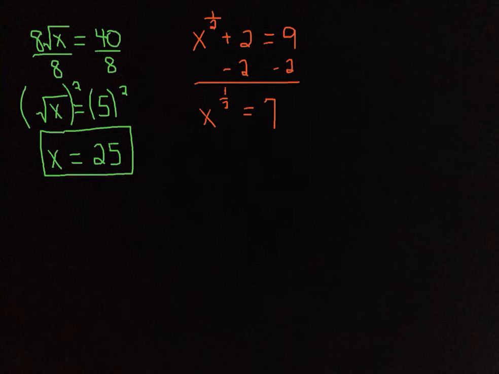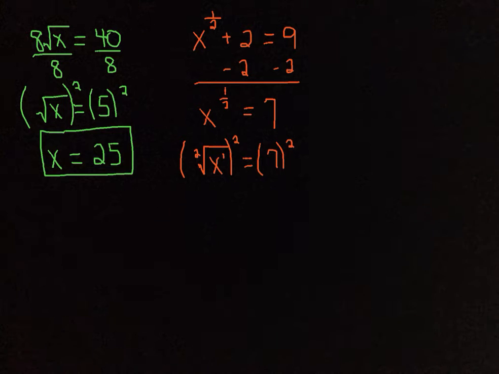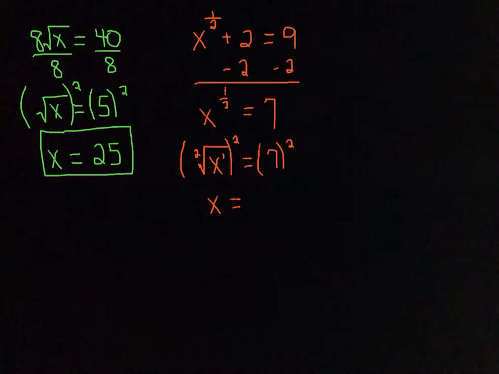Now, if you want to change this fractional exponent to a radical, it might help you. This is x to the 1/2 power, or the square root of x, is equal to 7. And we said to get rid of a square root, you simply square both sides. So x is equal to 7 squared, which is 49.